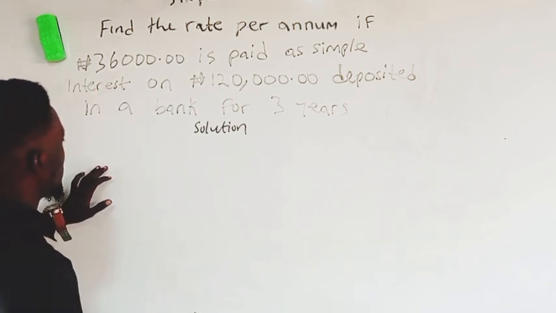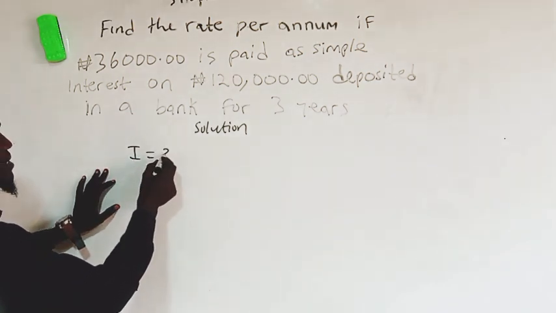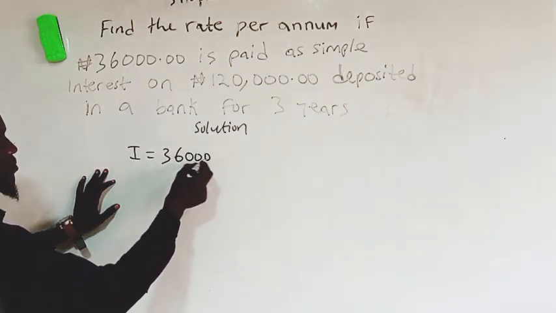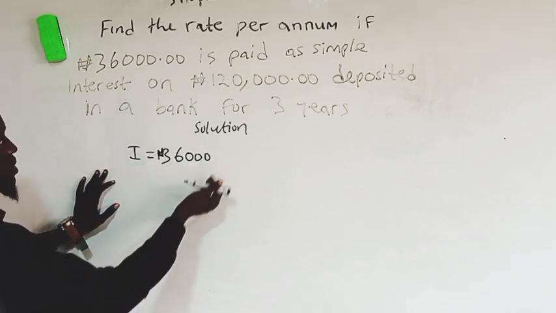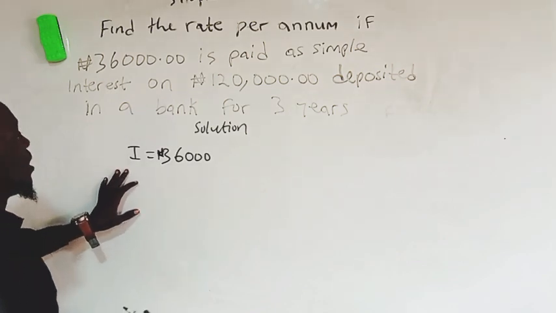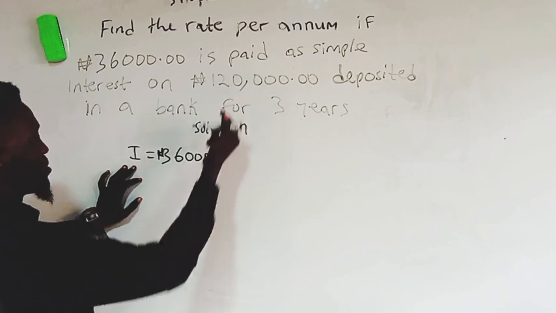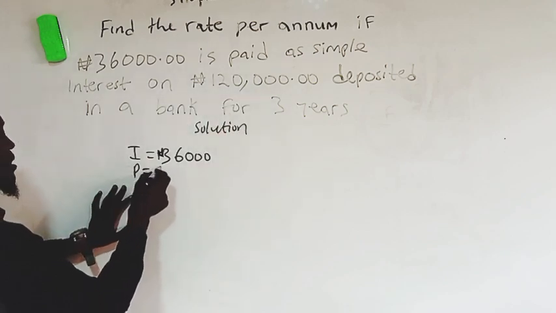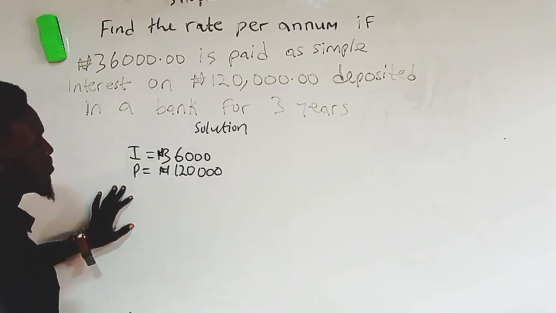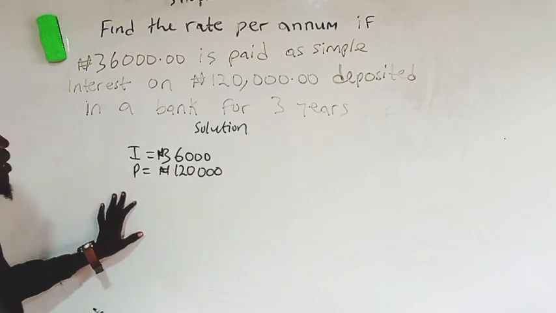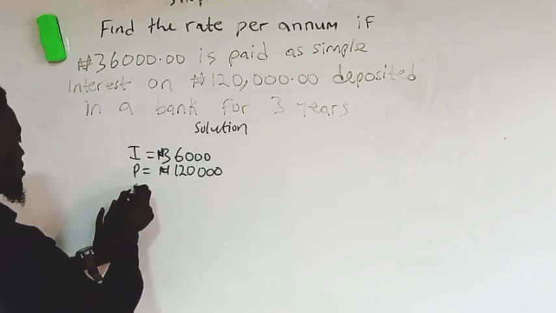So the first thing is to collect the data. Our simple interest right now from this information is 36,000 naira. I can leave out the kobo. So let me just write it like this: 36,000. They said 120,000 naira was deposited for 3 years. That is the period.